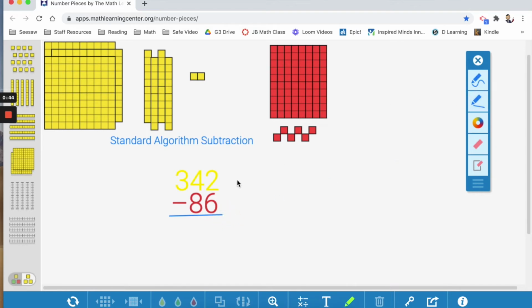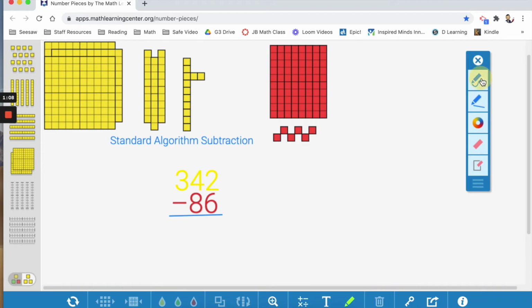The first thing we'll be looking at is the ones place. We are supposed to be taking 6 ones away from 2. We can't easily do that because there's only 2 here. So we need to take one of the tens from 40, and we need to break those apart and make them ones. So now we have a total of 10 and 2, which is a total of 12.